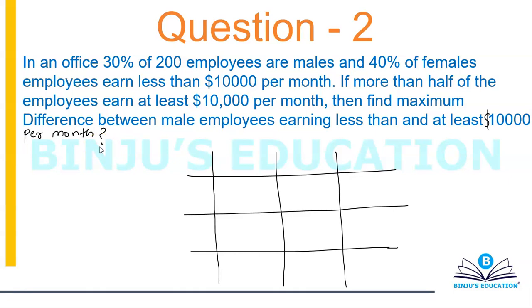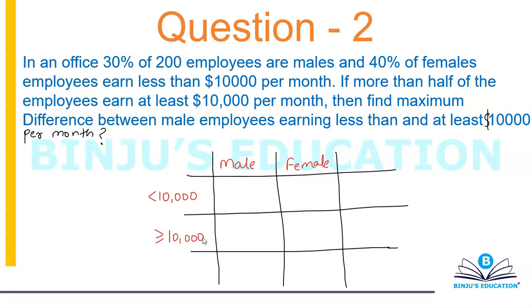All right, now the first thing is, what are we actually talking about in this question? We are basically talking about two things, that is male, female, and then another thing related to it, less than and at least $10,000. So I can say that the first quantity is male, then female, then less than 10,000, then greater than or equal to 10,000.